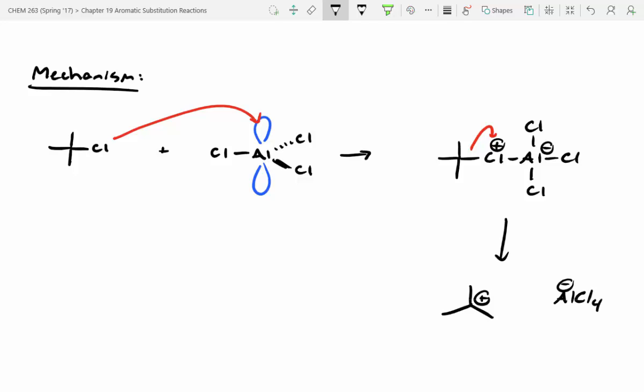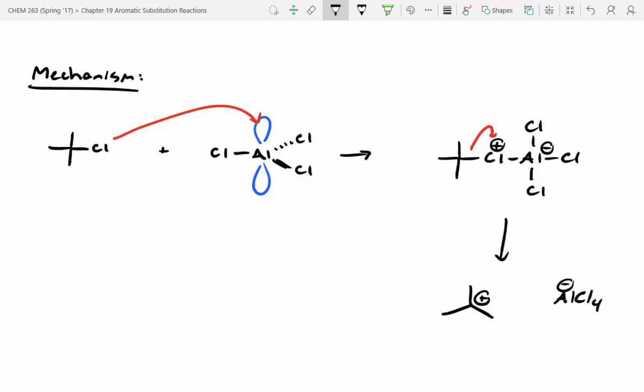And I'll just write AlCl4 is our other byproduct here. Why does this work better if you've got a tertiary alkyl halide? Yeah, the carbocation is more stable. What happens if you use a secondary alkyl halide? You would want to rearrange it. Yeah, it would definitely rearrange.